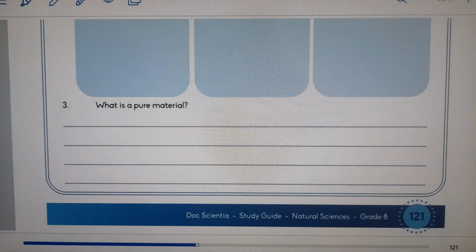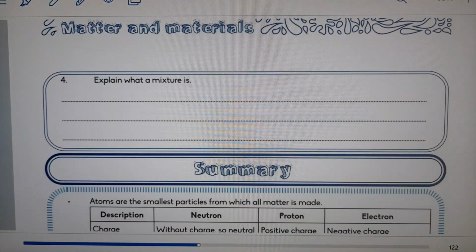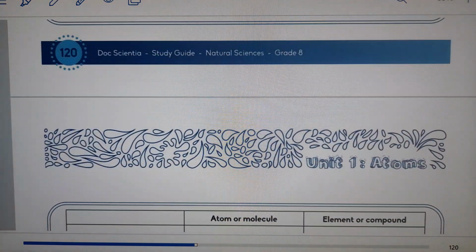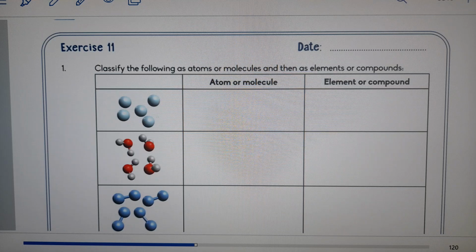So please, you can start with exercise number 11, starting on page 120, number 1 to number 4 on page 122. So that brings us to the end of unit number 1 of matter and materials. And we still have 2 more units to complete. Okay, thank you.